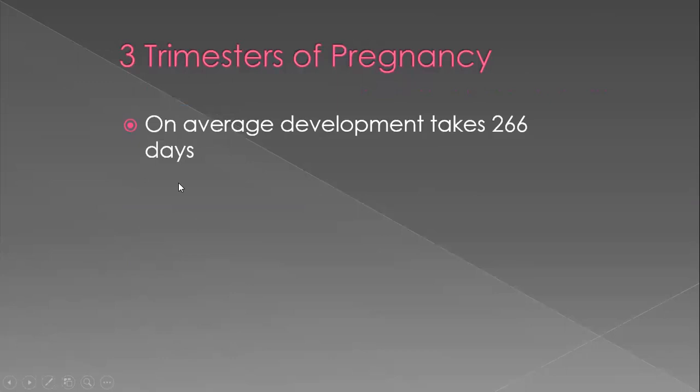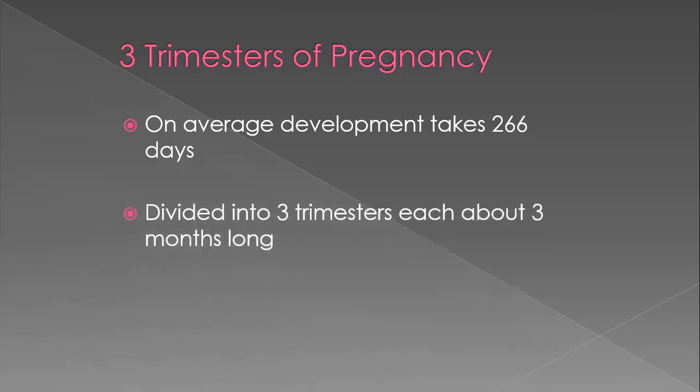3 trimesters of pregnancy. On average, development takes 266 days. So from fertilization till the baby's born takes about 266 days. And there are 3 trimesters of pregnancy. Those are the 3 stages of pregnancy. They're divided into 3 trimesters, each about 3 months long. So the first 3 months that a woman is pregnant, months 1, 2, and 3, that's the first trimester. Months 4, 5, and 6, that's the second trimester. And months 7, 8, and 9, that's the third trimester.